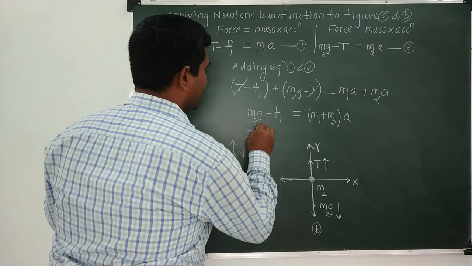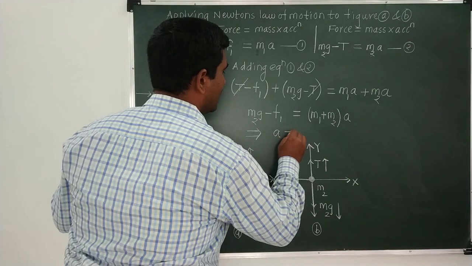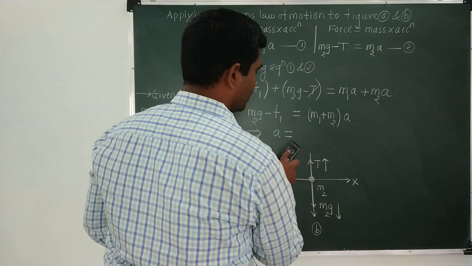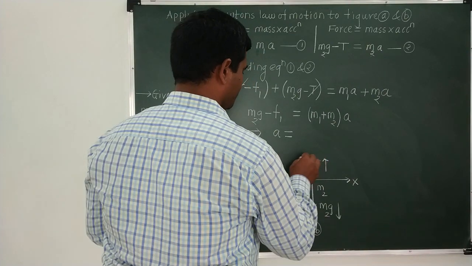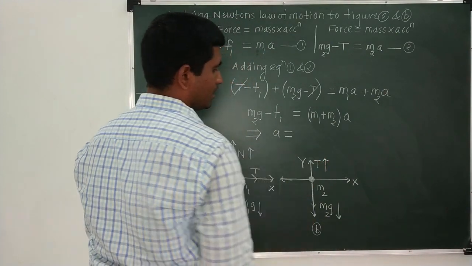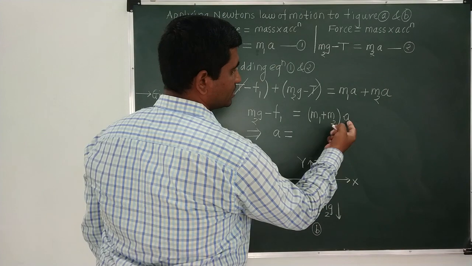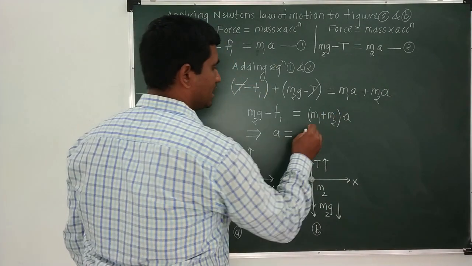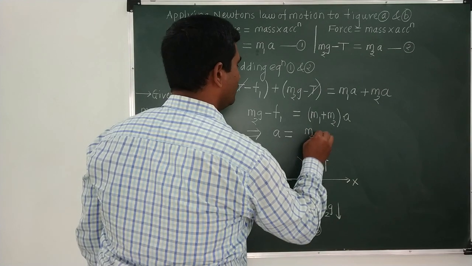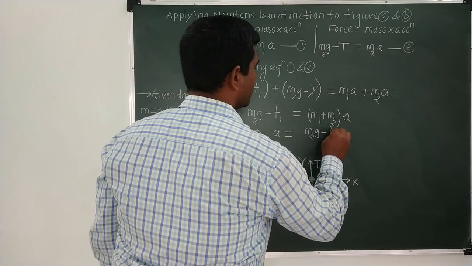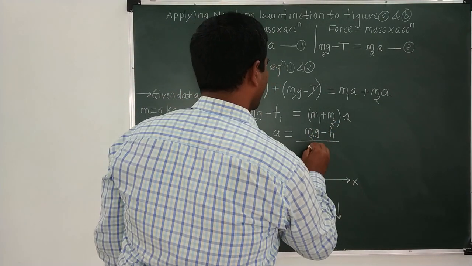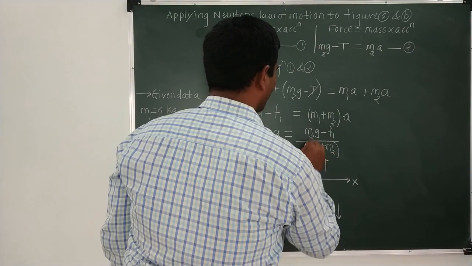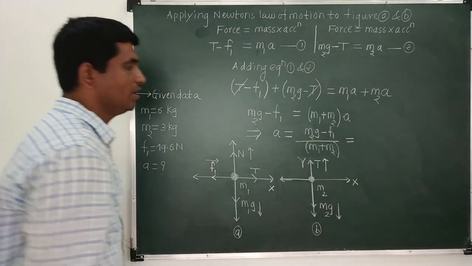From this I can rewrite this equation as acceleration is equal to, since M1 plus M2 is multiplied to this term, if I transfer it to this side, it will get divided. So it is M2G minus F1 divided by M1 plus M2. So this is the value of acceleration.